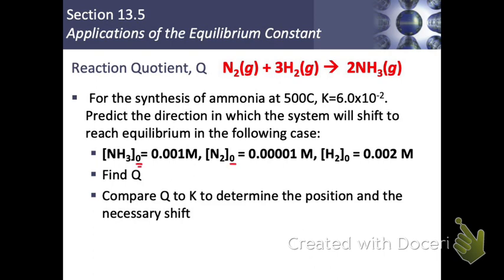Let's look at our system here. These little zeros tell us that these are initial concentrations, and so that means we're going to solve for Q using those. I'm going to look for NH3 to go in my numerator, 0.001 to the what power? Second power. And then N2 is going to be to the first power, 0.00001. And then my H2 is 0.002, and it is to the third power.